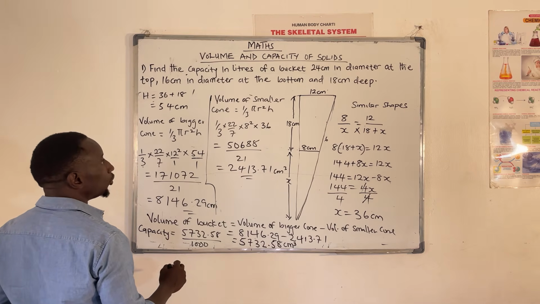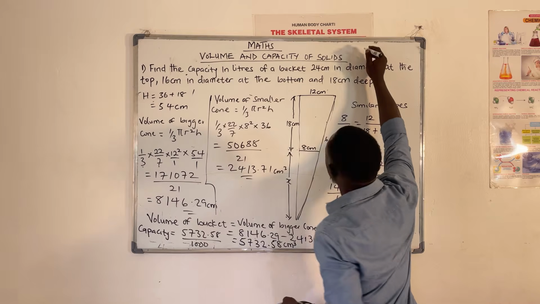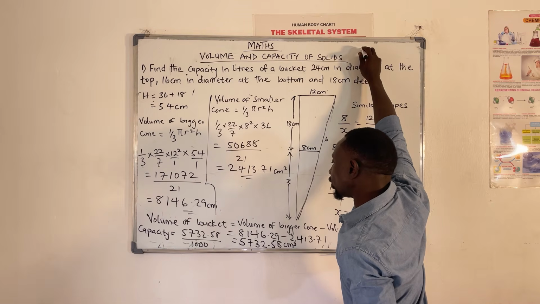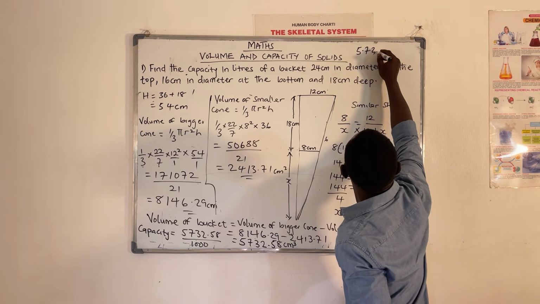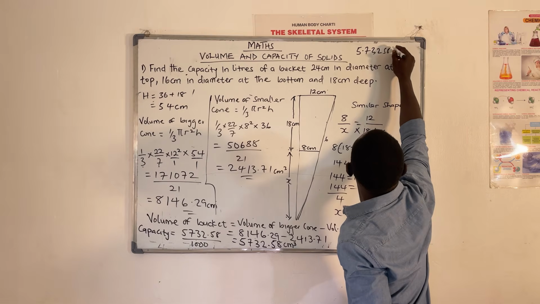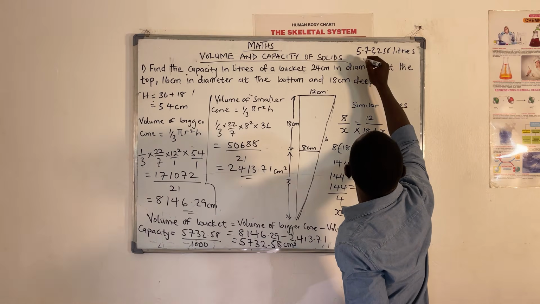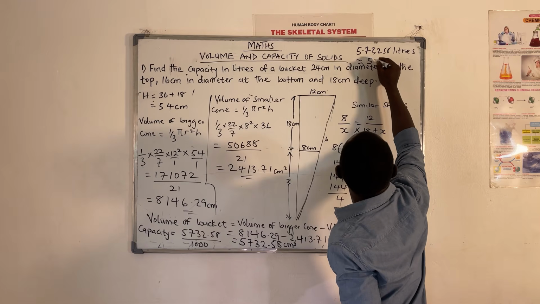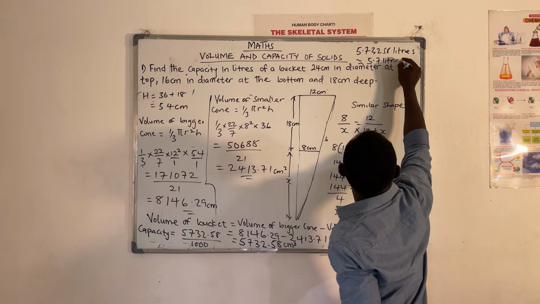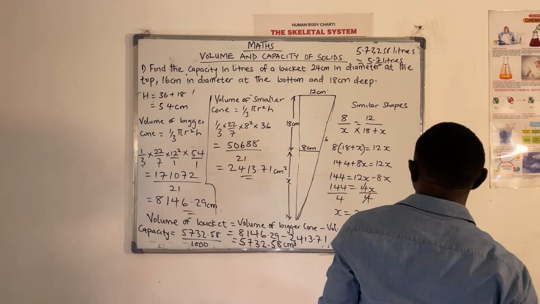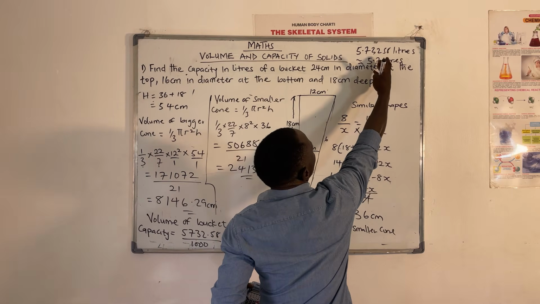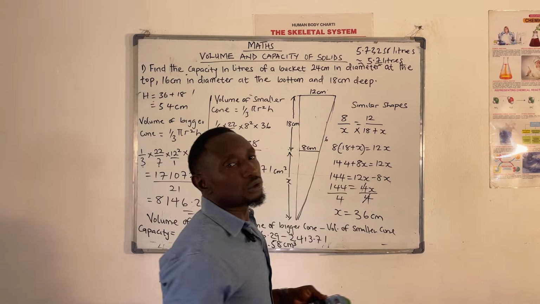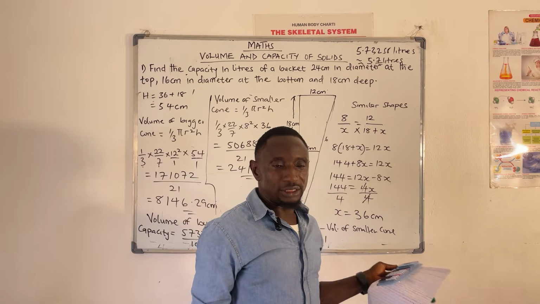Now, what do we have? If you divide, you now have 5.73258 liters. So approximately this is 5.7 liters, which is the capacity of the what? Bucket. So it means the bucket can hold liquid. It can hold up to what? 5.7 liters of what? Liquid. That is just this. Thank you.